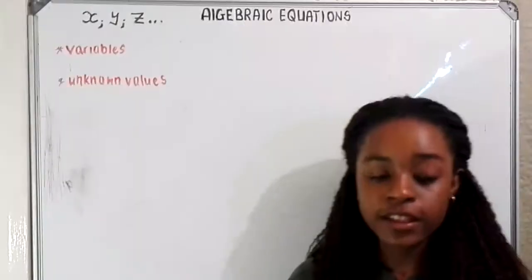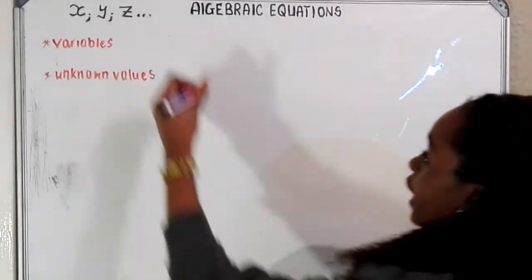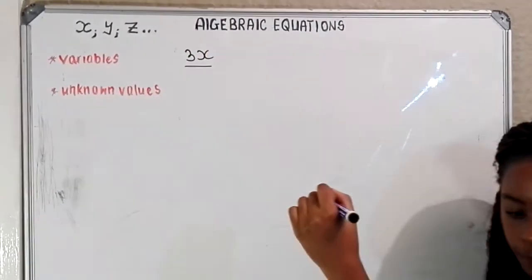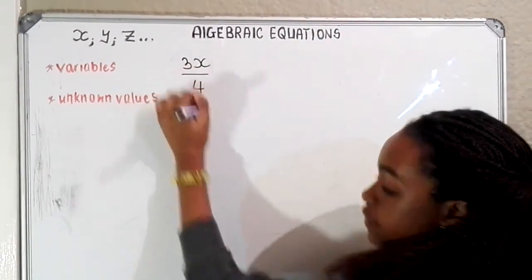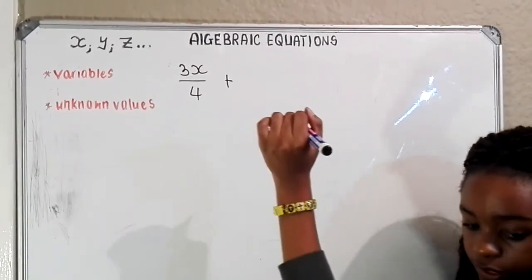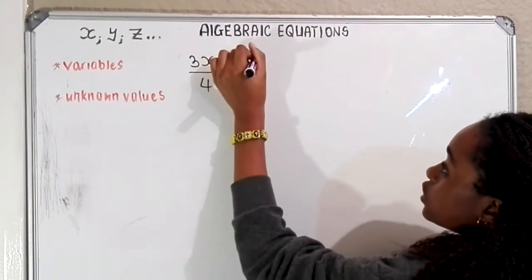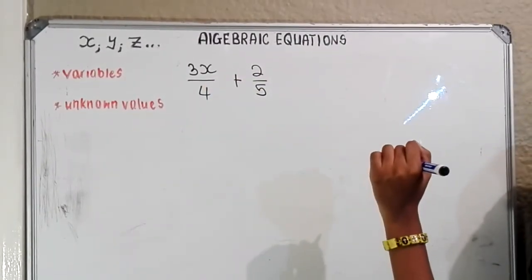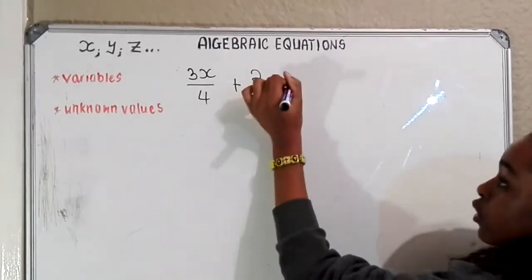Okay, let's try this one. Okay, say if we have 3x over 4 plus 2 over 5, I mean, it's actually 2 over 5, and is equal to 83 over 20.